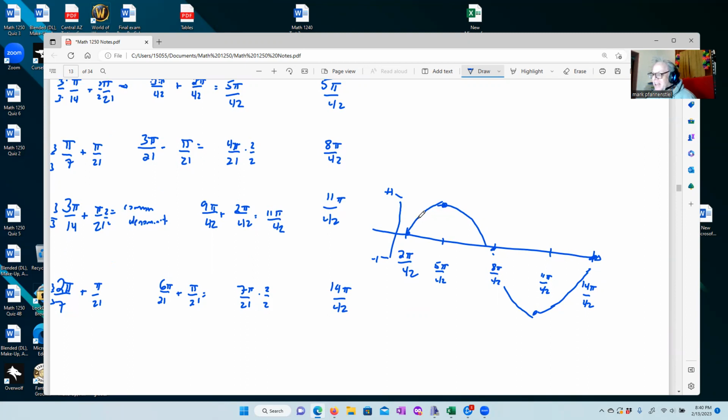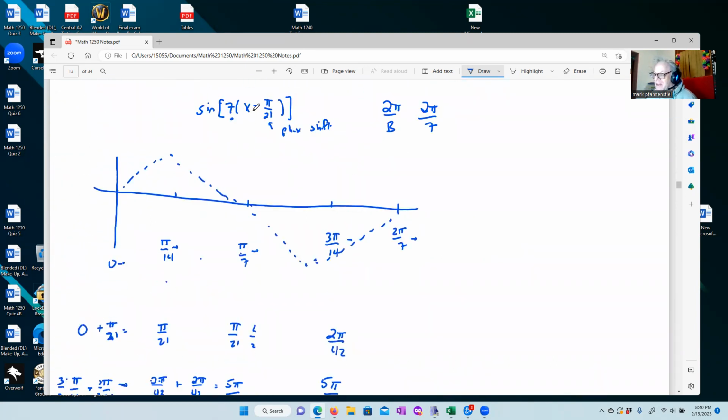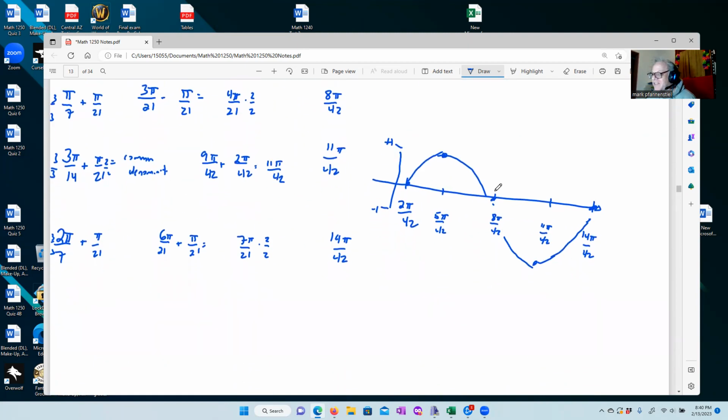Okay, so that's how you go ahead and graph a sine curve that has an argument of a rational expression here. Okay, so that's one way to do it.